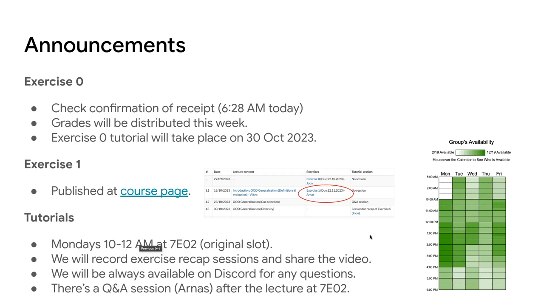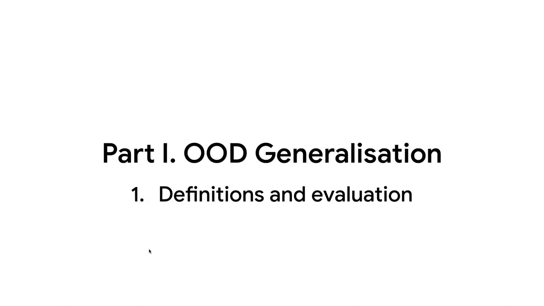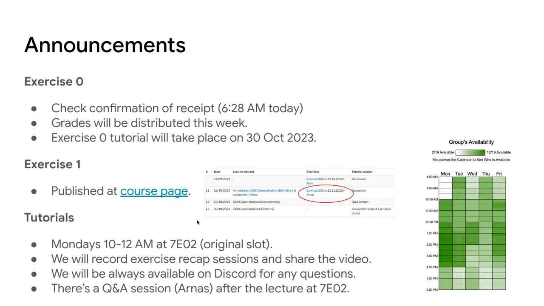And there will be a tutorial for exercise zero on the 30th of October. So please be there if you have questions. Exercise one is now published on the course webpage. So you can take a look and start working on that. Tutorials, we decided that that's going to be on Mondays from 10 to 12 noon at 7E02. So that's downstairs. So you should be able to find the room there.